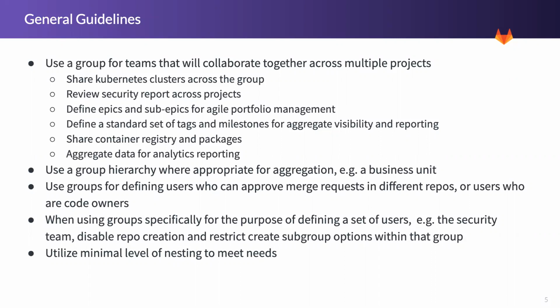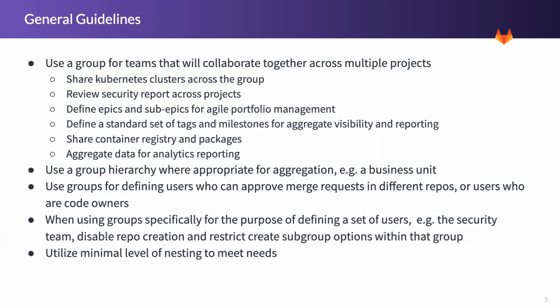We want to use groups for defining users who can approve merge requests in different repos. For example, a security group of all the security personnel that can act as approvers on merge requests. When using groups, specifically if you're just using them for users and not having a project and repo in that user group, you want to disable the ability to create a repo and restrict the ability to create subgroups to only the admin as an example, or the owner.